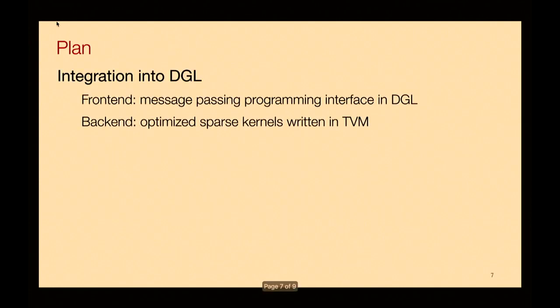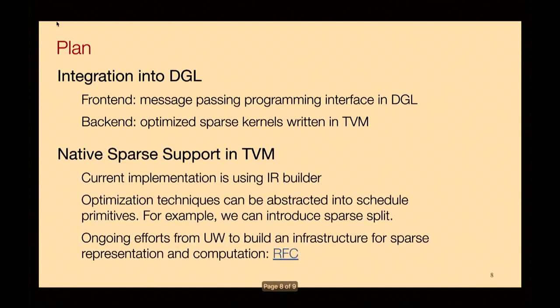Okay. So now we are collaborating with DGL team, Deep Graph Library, to do some integration and end-to-end testing. On the front end, we use the message passing programming interface from DGL. On the back end, we offer these highly optimized sparse kernels written in TVM. I want to mention that the current implementation is using IR Builder. We expect that in the future, these optimization techniques can be abstracted into schedule primitives.